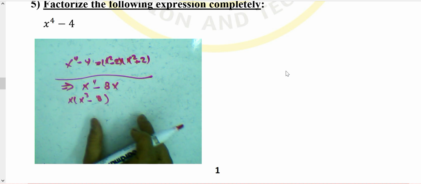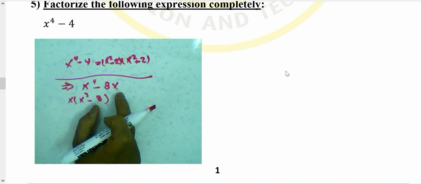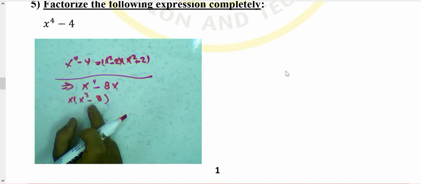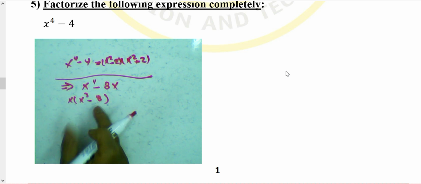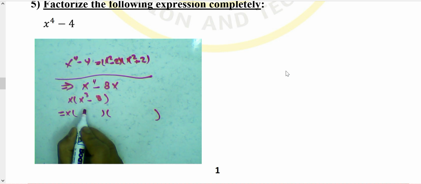If the teacher gives you this example, what we will do is write the highest common factor between the two terms outside. Between x power 4 and x, the highest common factor is x. Then x power 4 divided by x equals x power 3, and 8x divided by x equals 8. Then you write x outside and factorize this expression.